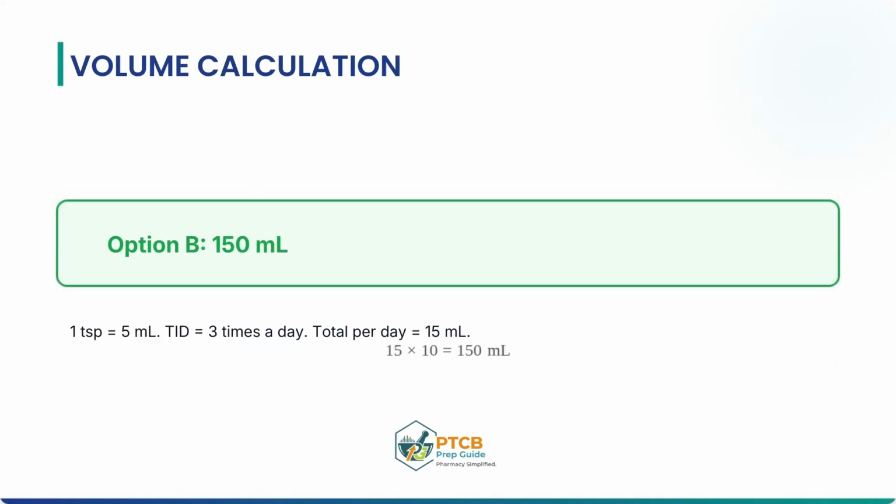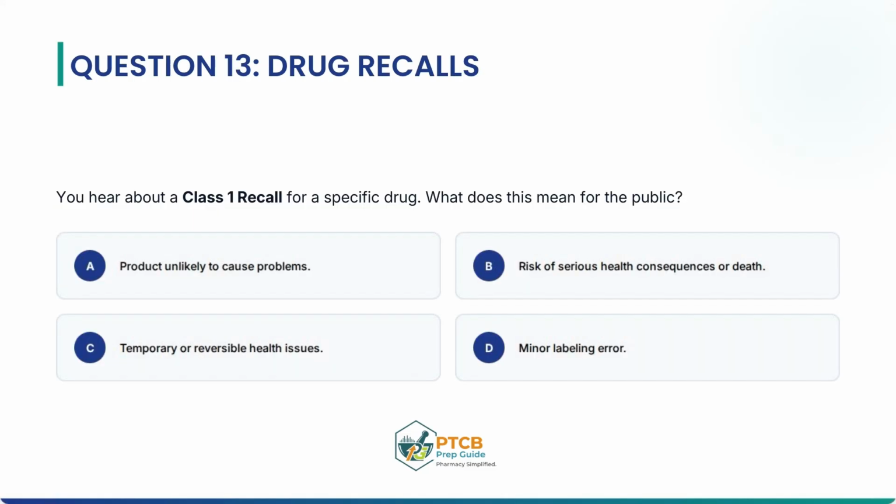The answer is option B, 150 milliliters. 1 teaspoon is 5 milliliters. 3 times a day makes 15 milliliters total per day. Over 10 days, that equals 150. Let's look at question number 13.